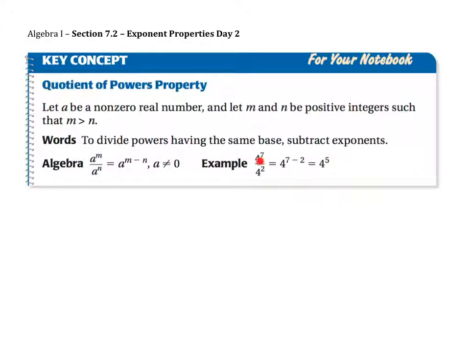So for example, 4 to the 7th over 4 to the 2nd would equal 4 to the 7 minus 2, which would be 4 to the 5th. So again, it's just the opposite of what we did when multiplying, where we added exponents. Now that we're dividing, we're going to subtract them. So let's look at example number 1. Use the quotient of powers property.